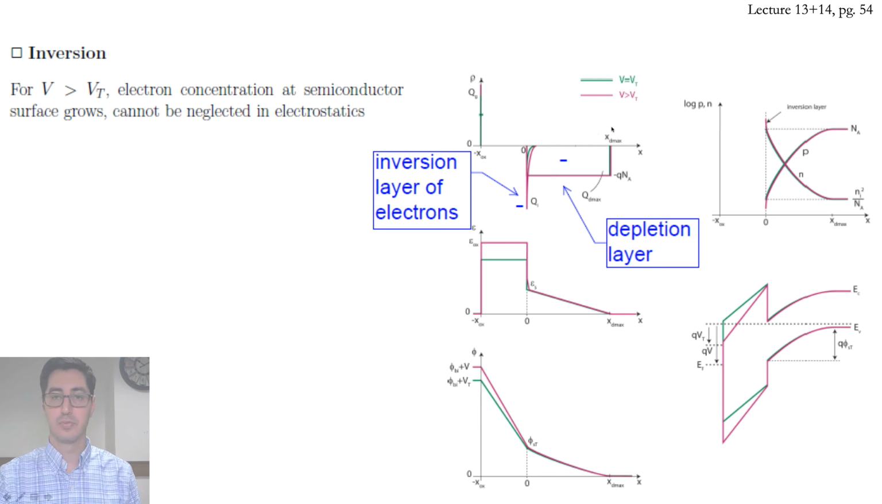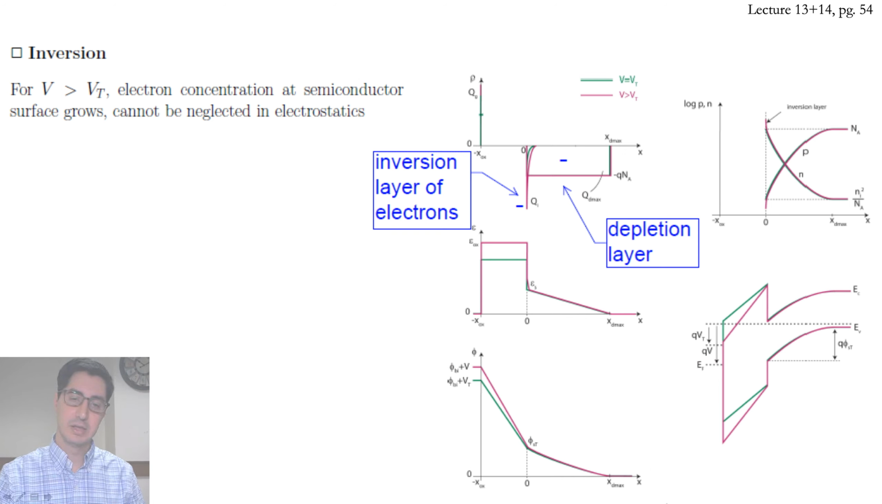So if we take this rho and we integrate it to get the electric field, we find that because we assume that the depletion charge stayed the same, our depletion width is the same, and our electric field is nearly the same, except right at the surface. Why is that? Because we have a significant concentration of electrons right at the surface.